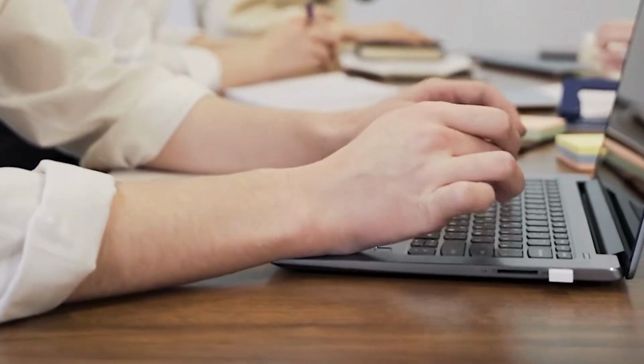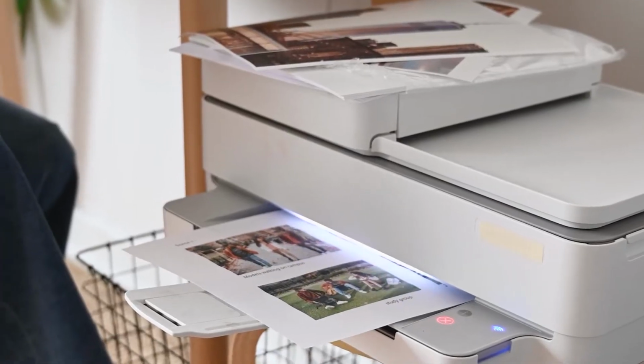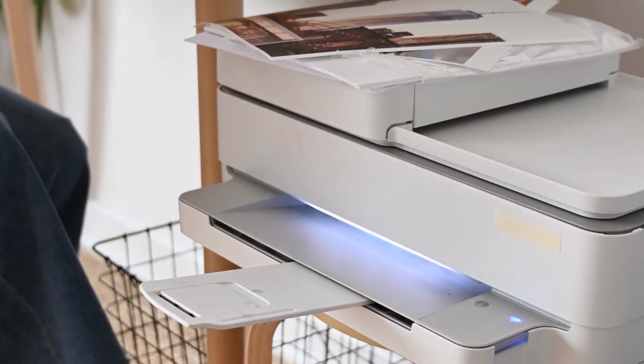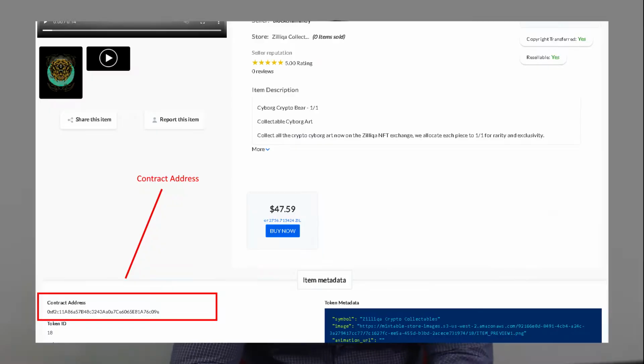Though people might say that, okay, it's just a JPEG, right? So if I just take a screenshot of your NFT and put it in my laptop, or print it, or put it in a digital frame, then I have the same particular NFT like yours, right? But no, it's not the same, because each particular NFT has its own unique contract address, and it's usually embedded in the blockchain where the NFT is based.